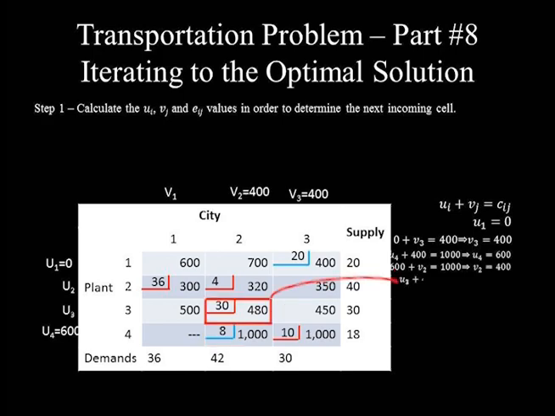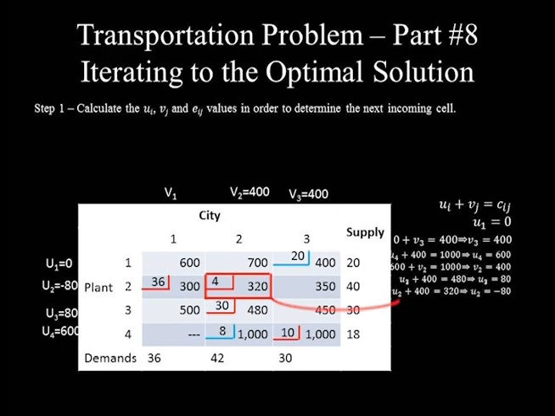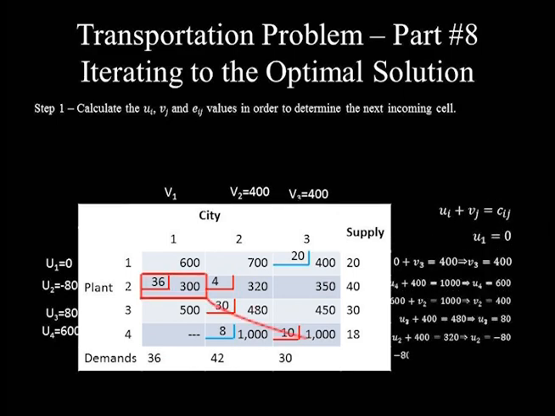U3 plus 400 is equal to 480. This implies U3 is equal to 480 minus 400, which gives us 80. U2 plus 400 is equal to 320. This implies U2 is equal to 320 minus 400, which gives us negative 80. And the last one, negative 80 plus V1 is equal to 300. This implies V1 is equal to 300 plus 80, which gives us 380.